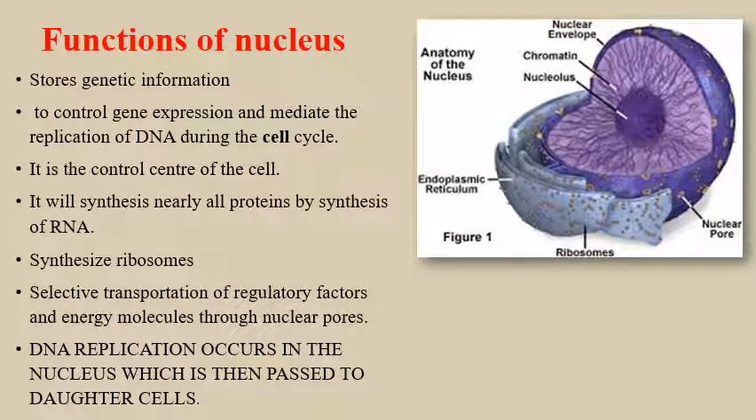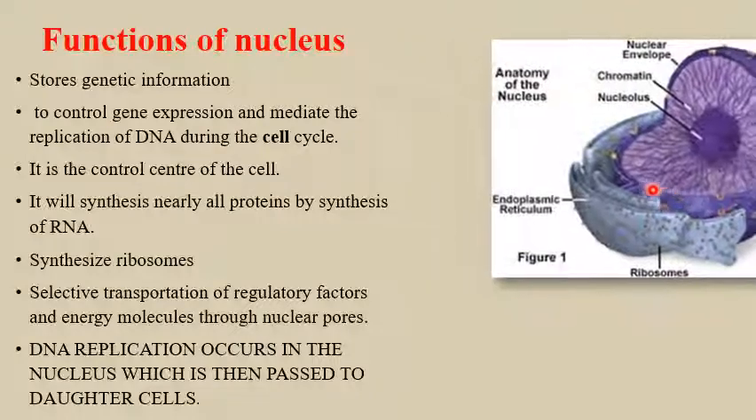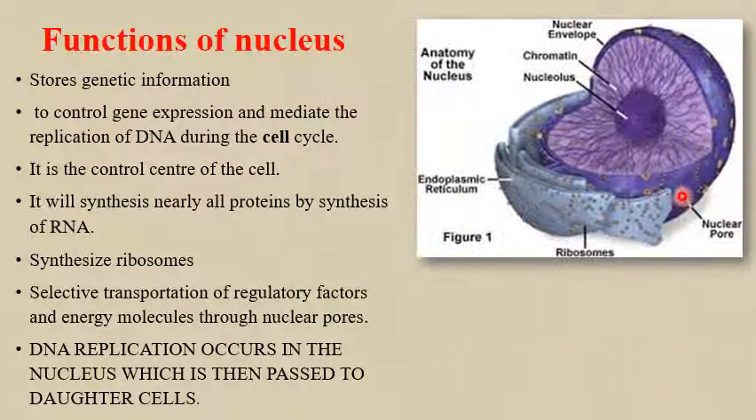DNA replication occurs in the nucleus, which is then passed to the daughter cells. So you can see here the nucleolus, chromatin, nuclear envelope, endoplasmic reticulum, etc. You can see here the nuclear pores and all.